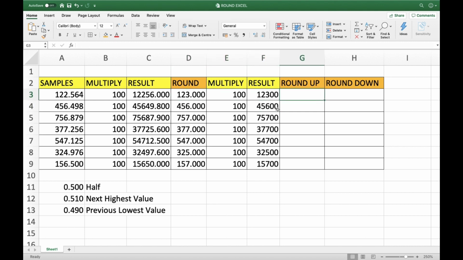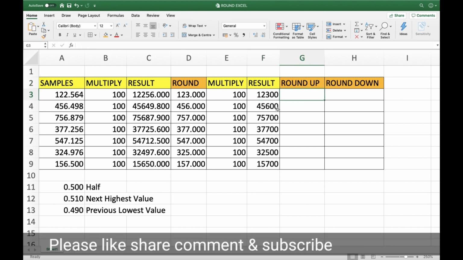Now what is round up? Round up is to find the next highest value. So in this case it is 122.564, it will get rounded up to 123. In this case it was 1456.498, still it would be rounded up to 457. Okay, let's check.